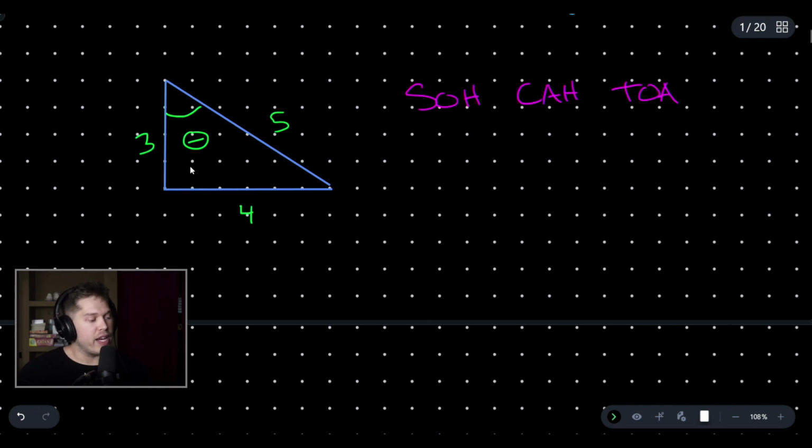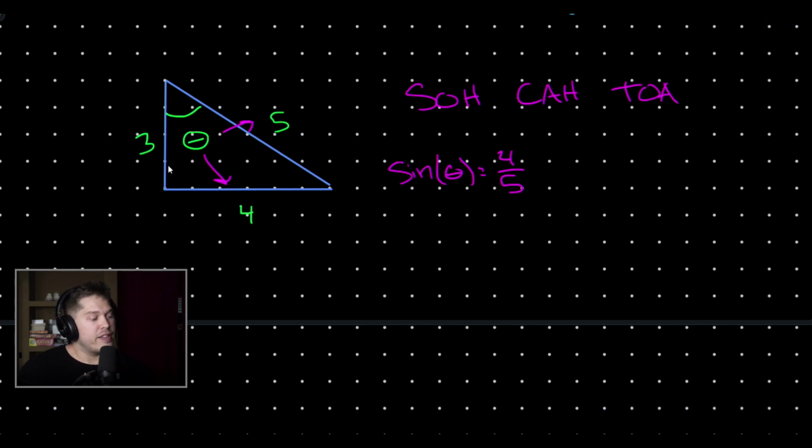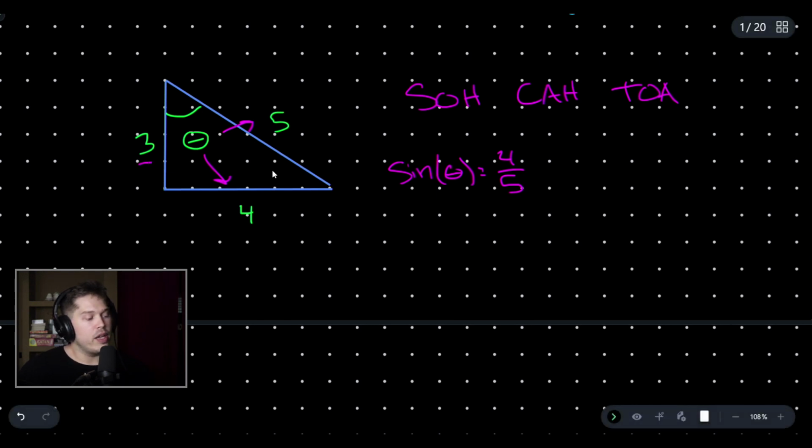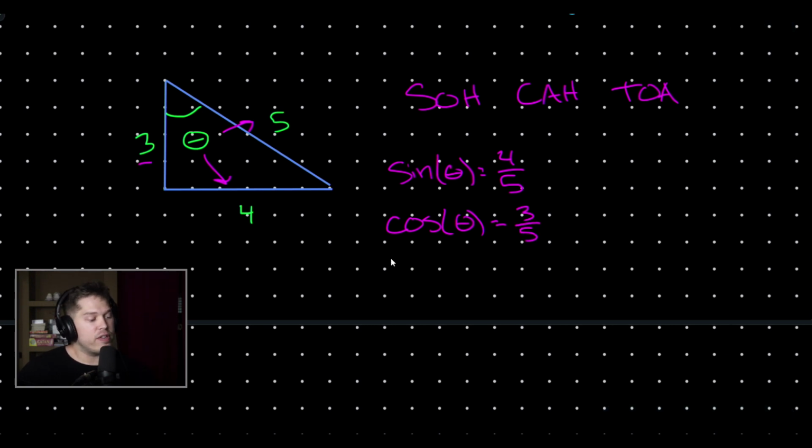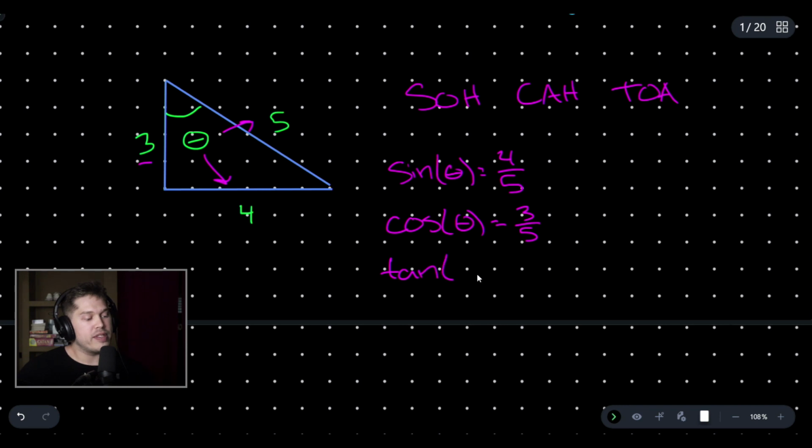So the sine of theta is going to be the opposite over our hypotenuse. So sine of theta is going to be equal to 4 over 5. Cosine theta is going to be our adjacent side, 3, over our hypotenuse. So cosine of theta is equal to 3/5. And the tangent of theta is again the opposite side over our adjacent side. So this will be 4/3.